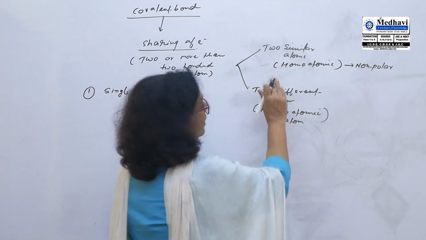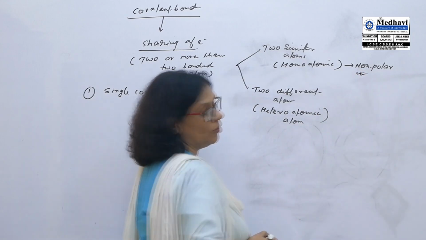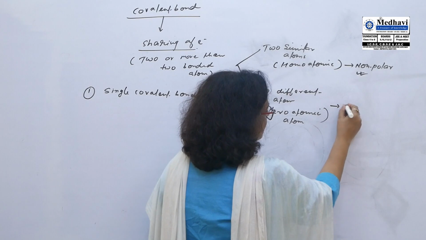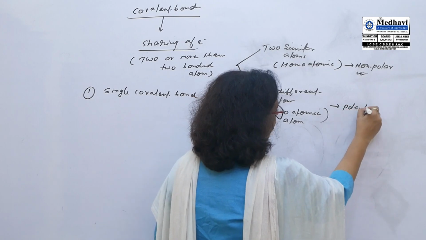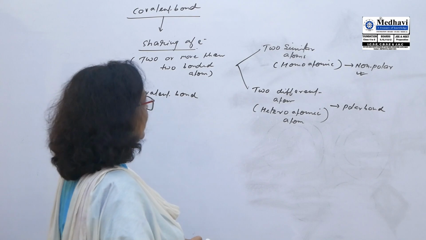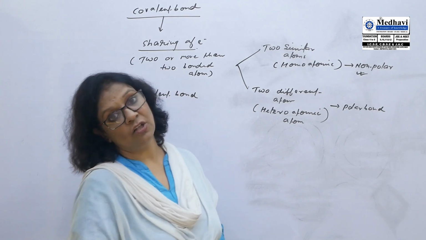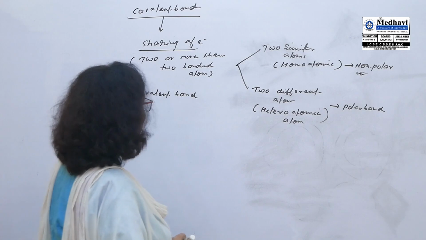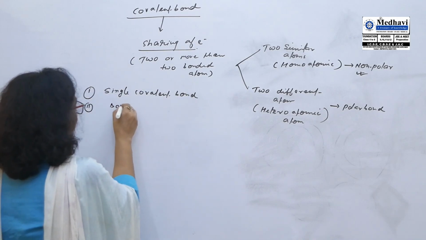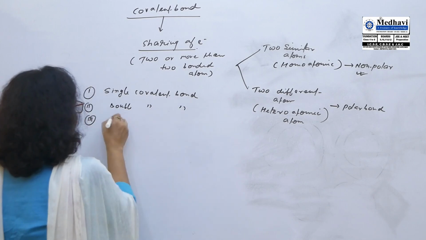So, when the bond is shared between two similar atoms, this type of bond is called a non-polar bond. And when the bond is between different atoms, this type of bond is called a polar bond. So first I am going to explain bond formation between two similar atoms, that is the non-polar bond, and it has three types. First is the single covalent bond, second is the double covalent bond, and third is the triple covalent bond.